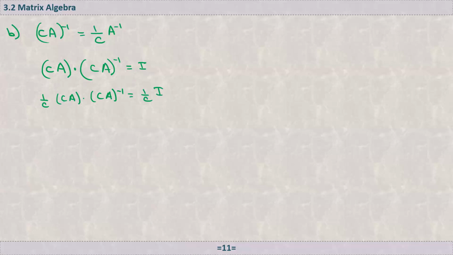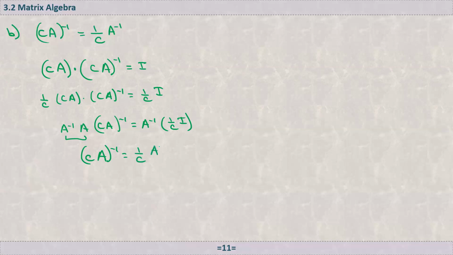Now this 1 over C times C is just a real number, so they cancel each other. After that, I will multiply both sides by A inverse. So here we have A inverse A, and here we have (CA) inverse, and here we have A inverse times 1 over C times I. A inverse A is equal to I. So here we have (CA) inverse equal to, since it's just a constant number, take this out, 1 over C, and A inverse times I, which is equal to A inverse. So that's the proof of part B.